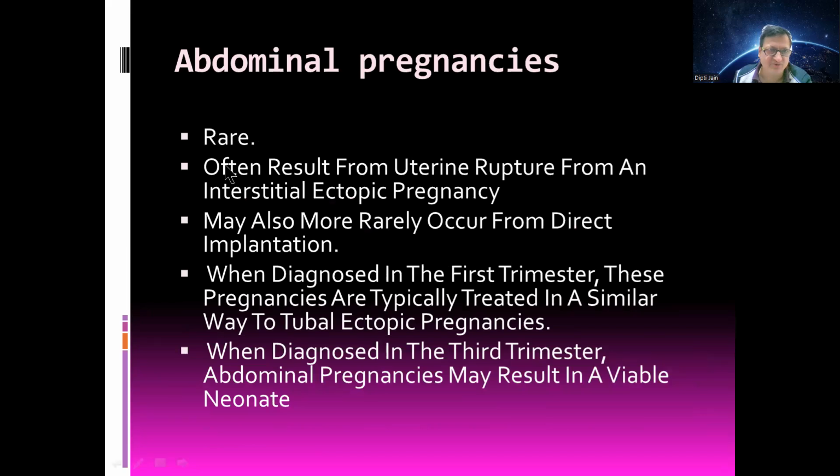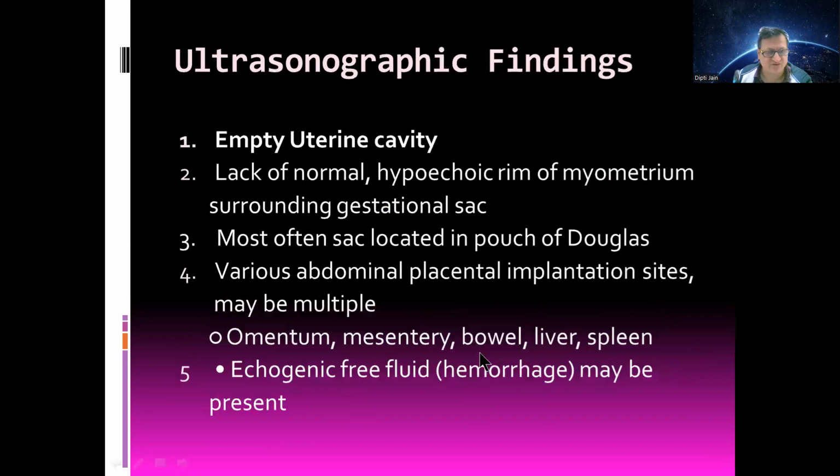Next is abdominal pregnancy, which is very rare, often resulting from uterine rupture from an interstitial ectopic pregnancy. It may rarely occur from direct implantation. When diagnosed in the first trimester, these pregnancies are typically treated in a similar way to tubal ectopic pregnancy. When diagnosed in the third trimester, abdominal pregnancy may result in a viable neonate.